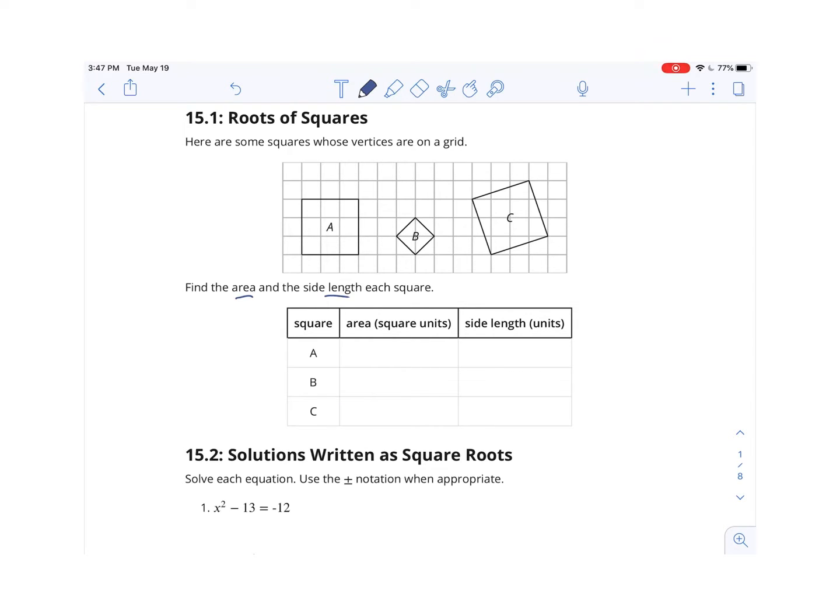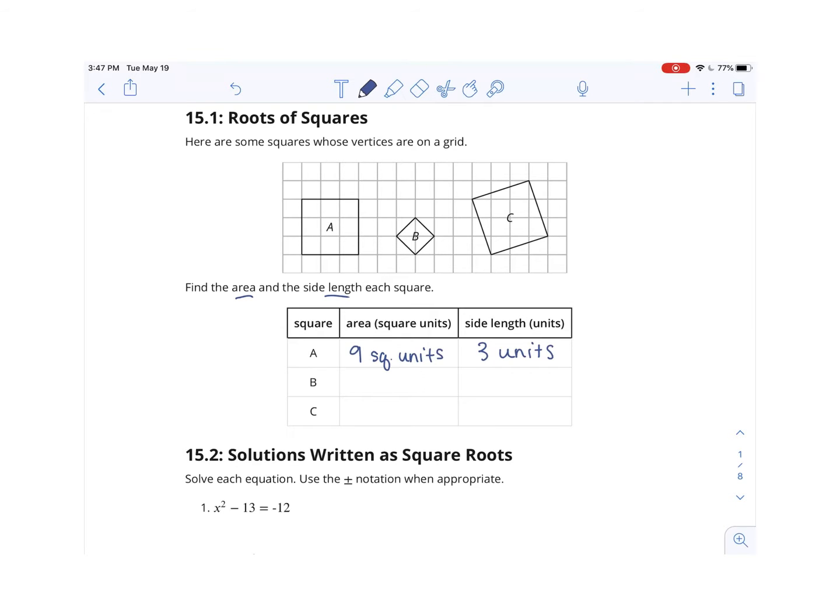Alright, so for A, hopefully you saw that the area was 9 square units, and that one should have been pretty simple to find, and that each side length would be 3 units. When we look at B and C, we have tilted squares, and so you had to think of a different method rather than just counting the side length and then squaring it to find the area.